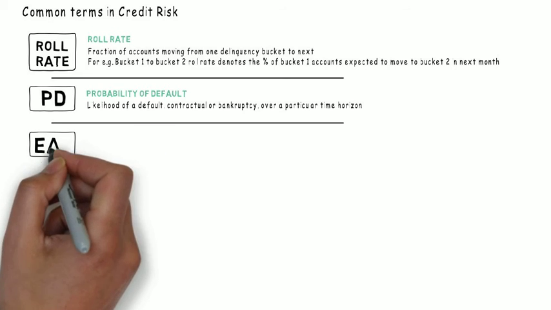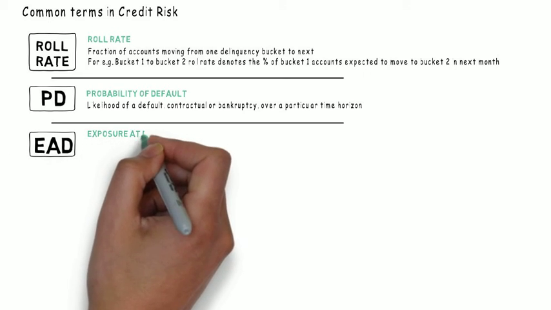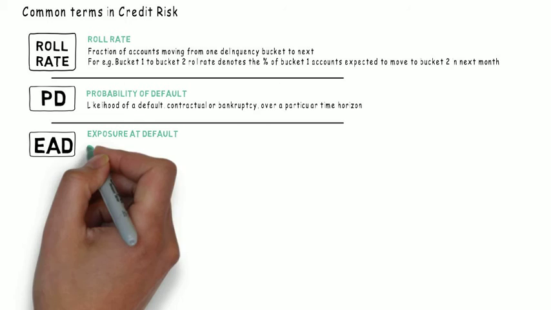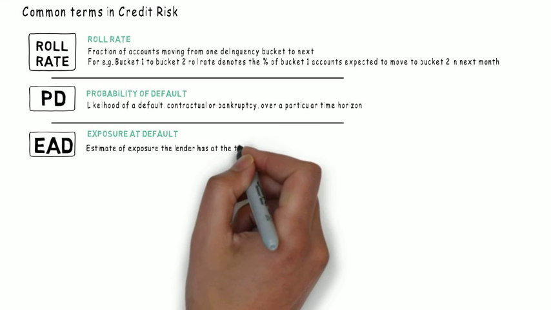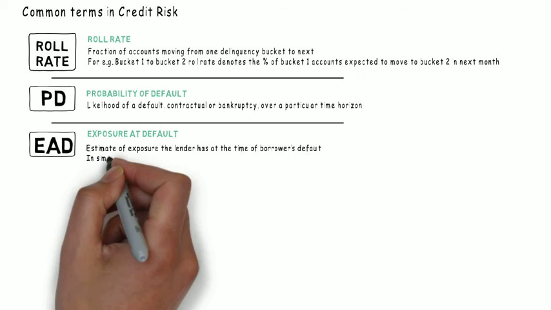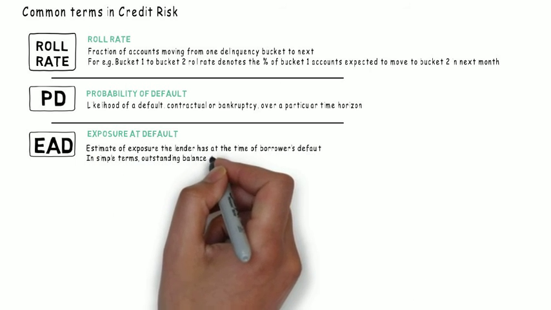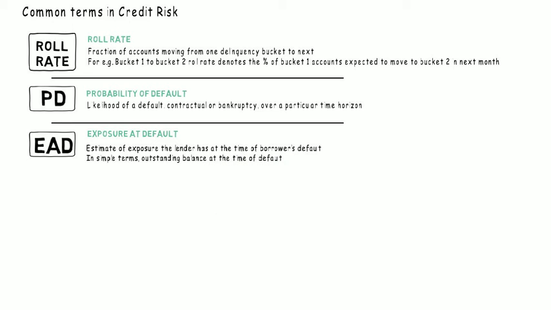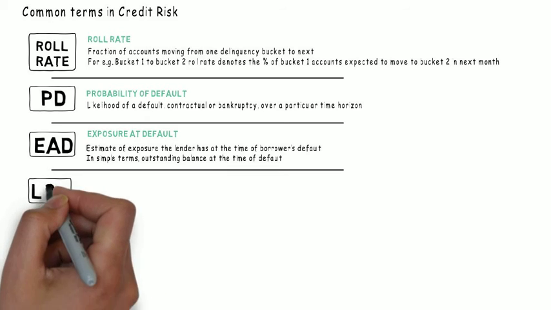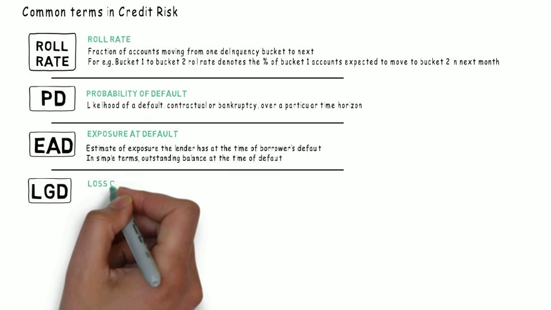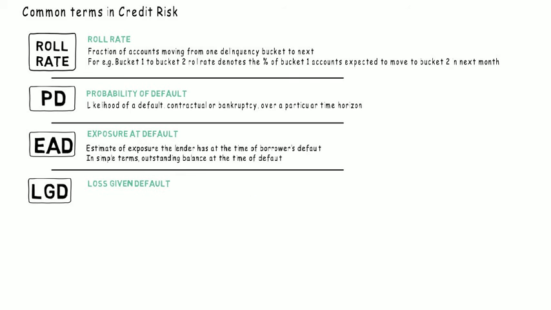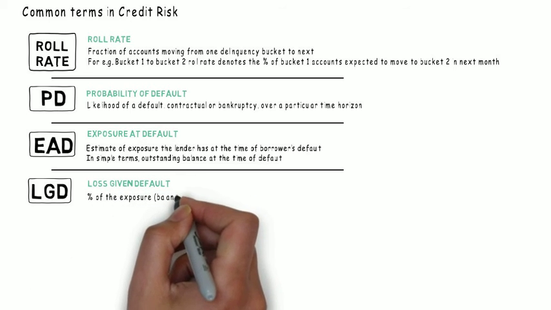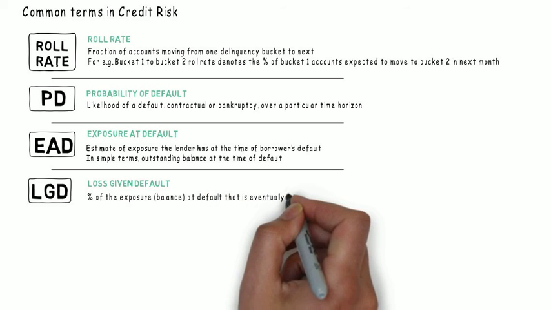Next is EAD. EAD refers to exposure at default. As the name indicates, it is the exposure the bank has when the borrower defaults. In simple terms, it is equal to the outstanding balance at the time of charge-off or bankruptcy. LGD refers to loss given default. LGD is directly linked to recoveries and asset sales. It is the percentage of exposure at the time of default that is eventually lost by the bank.